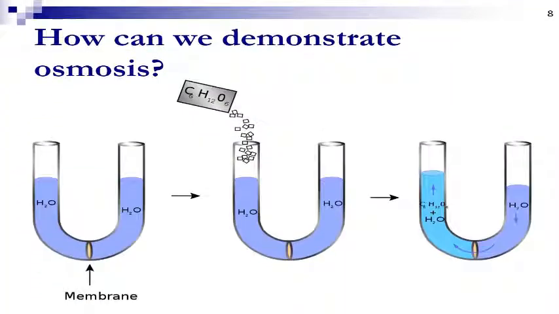How can we demonstrate osmosis? We can use a U-shaped tube with a selectively permeable membrane, filled with water. When we add glucose to one side of the tube, water molecules will start moving toward the side where glucose is added, and we can observe the reduction in the water amount on the other side.